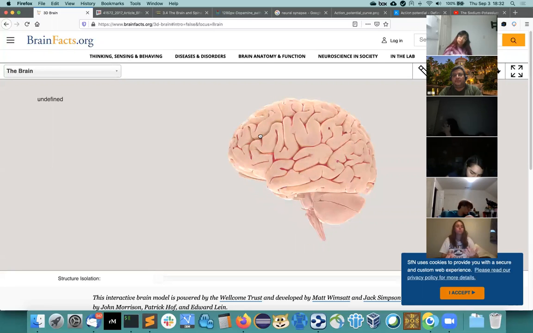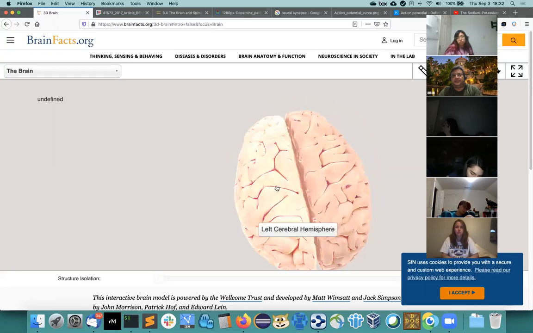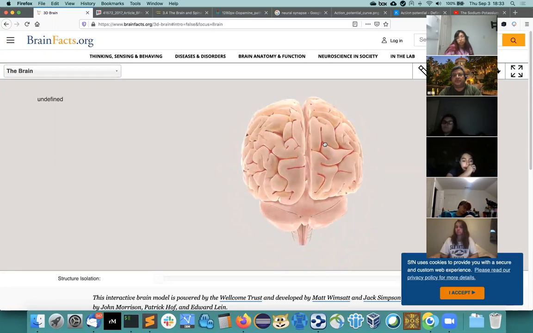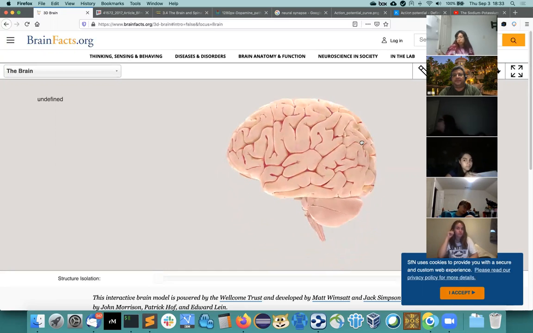The big folded part here, the big part with all the creases on it, is called the cortex. The cortex is broken up into different lobes.